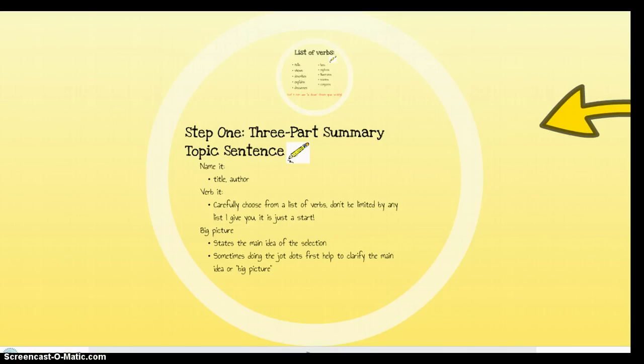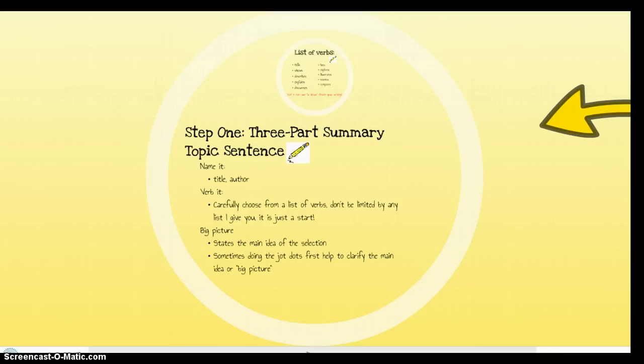It's just a start. So if you want to get out a thesaurus or something and start looking up other words, something that also means discusses or restates, or some of those words that we really have used in the past, feel free to do that. And then the big picture is basically stating the main idea of the selection. I know sometimes, even myself, I've had a hard time figuring out the big picture. So what I'll do is I'll skip that part and I'll go to the jot dots. And sometimes just doing the jot dots portion will actually help me focus and zero in on what that big picture is.